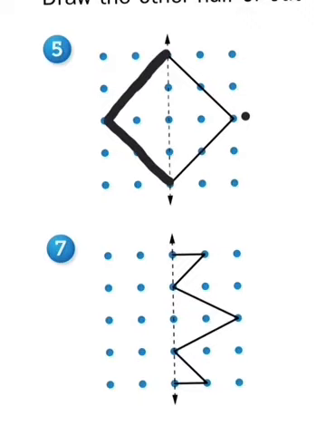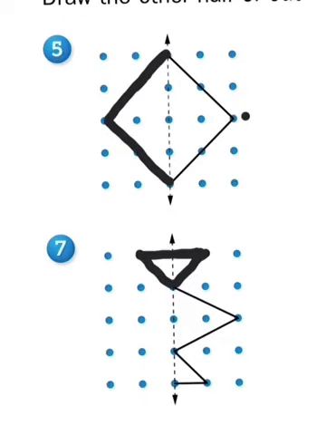And then number 7, this one's a little bit more complex. I'm going to start at the top here, and I notice that at the top it goes horizontally to the right 1. So I'm going to go horizontally to the left 1. And then it goes diagonal to the right down 1 row. So I'm going to go to the left down 1 row, and now I'm going to go diagonal to the right 1 row.